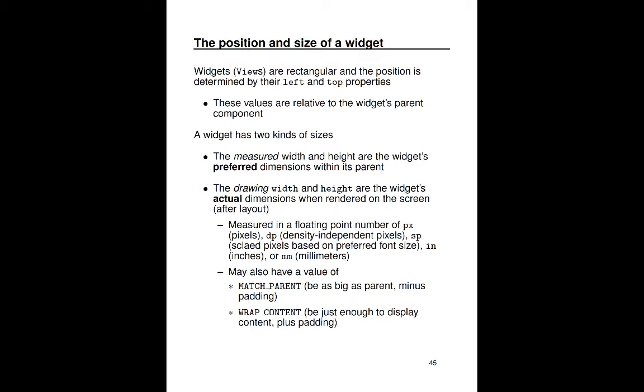You can also use a couple of shortcuts when specifying the width and height of a widget. There's something called match parent, which says be as big as the parent minus the padding. So basically take up as much space as your parent allows you to. And there's also wrap content, which means just enough to display the content plus the padding, so sort of the minimum sizing.